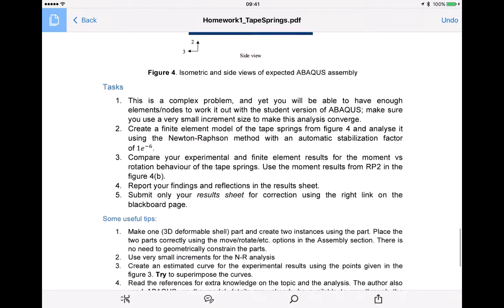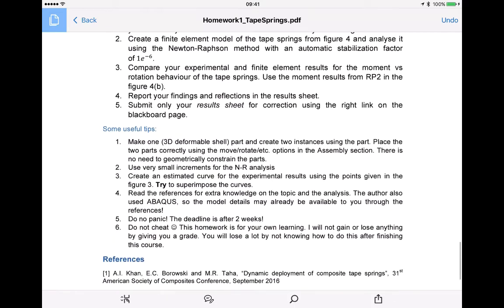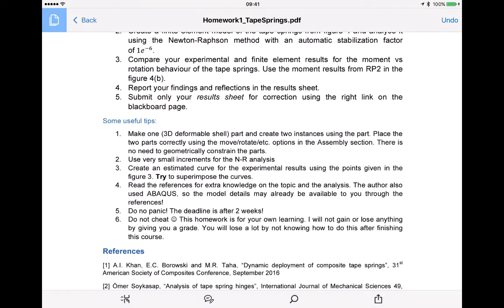Further, once you have made your model, you have to run this using the Newton-Raphson method with an automatic stabilization factor. The automatic stabilization factor has been a topic of discussion in the classroom lecture as well. Consider this an example where you use this and understand what it's doing. I've already given you the theory that you're supposed to use behind this, so this should make it much more interesting than a standard problem. You have to compare the results, of course, and report your findings. This is a set of very useful tips.